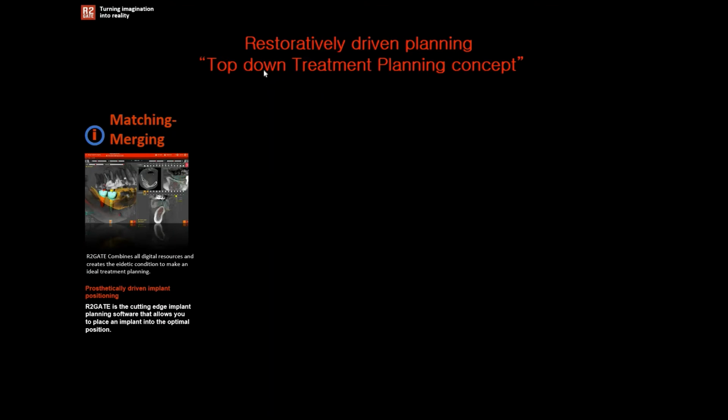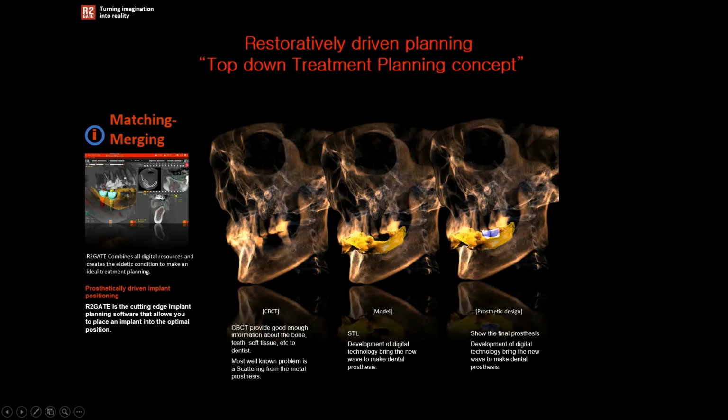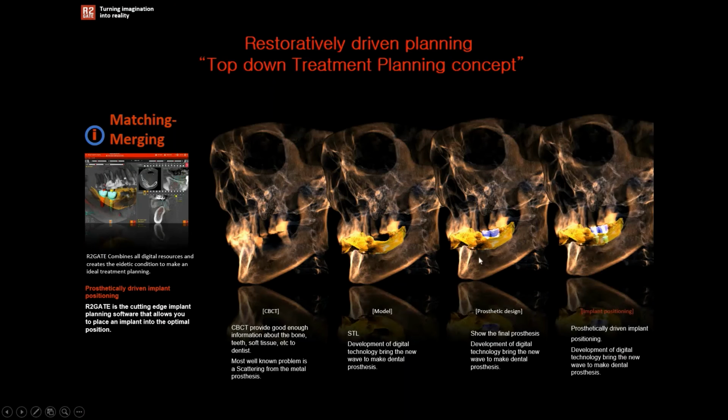What we do is what we call the top-down treatment planning concept. So number 1, we go for the merging. We get the CBCT, we match that to the model, and then we design the prosthetics. So we always plan the prosthetics before we place the implant. So this is a fully digital wax-up, and then based on the position of the teeth and the digital wax-up, the final step will be to treatment plan the implants. And again, this is what we call the restoratively driven planning. Remember what we said at the beginning, guided prosthetics is the key.